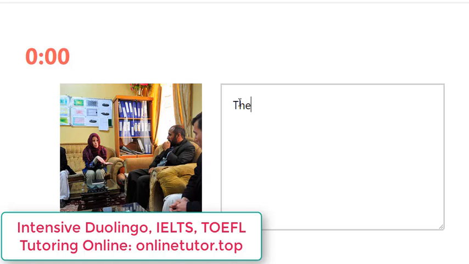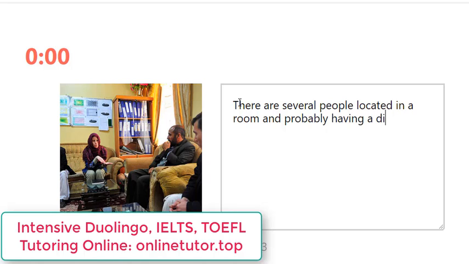Okay, so we can say there are several people located in a room and probably having a discussion, or we can even say seminar. You know, we want to impress the algorithm or the grader with some interesting words. For instance, discussion, conversation, seminar. They are normal medium level words. You see, this sentence appears to be a little bit short. There are several people located in a room and probably having a discussion or a seminar.